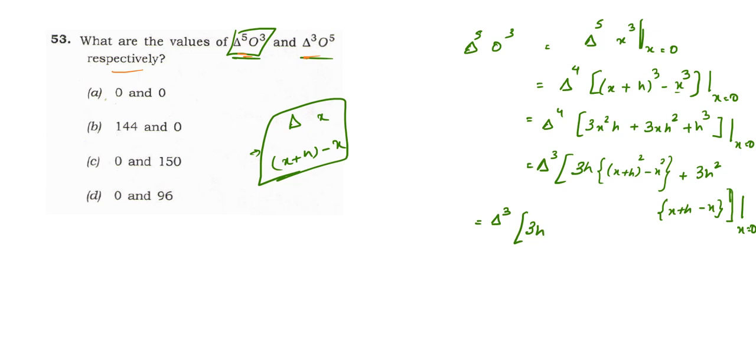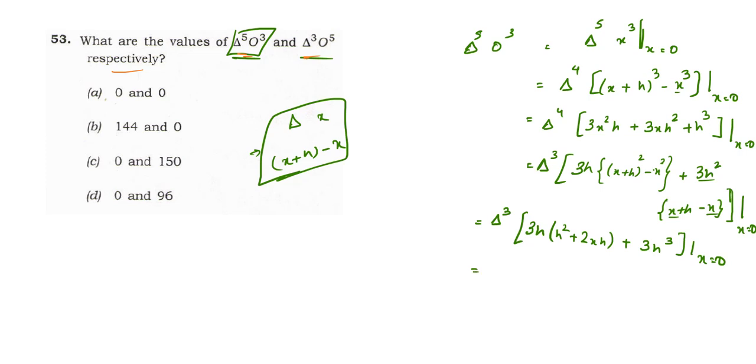This is 3h. In brackets you can see we have (x plus h) whole square, so this will be x square plus h square plus 2xh. So x square gets cancelled. We are left with h square plus 2xh, plus we have over 3h cube, because x minus x gets cancelled. We are left with only 1h, which is multiplied by 3h square, so we are left with 3h cube. And here x is equal to 0.